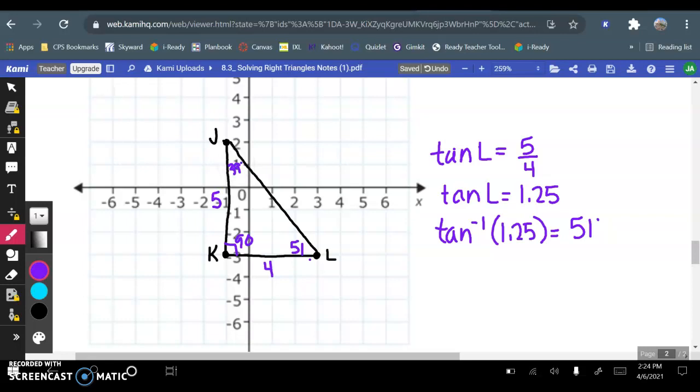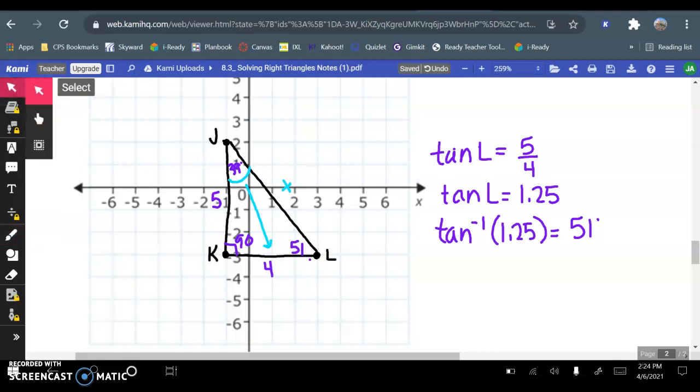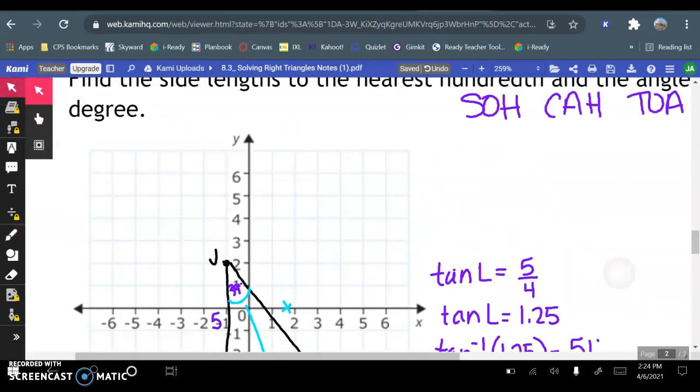So now we just have the hypotenuse left to figure out, and maybe I'm going to look at angle J now. So I'm going to start here, and we want to find that hypotenuse. So we definitely want to use the hypotenuse. We have opposite here, and the hypotenuse is what we're missing, what we need to figure out. So opposite and hypotenuse would be the sine.